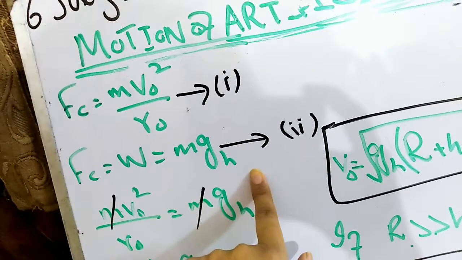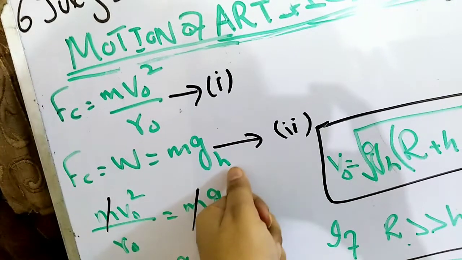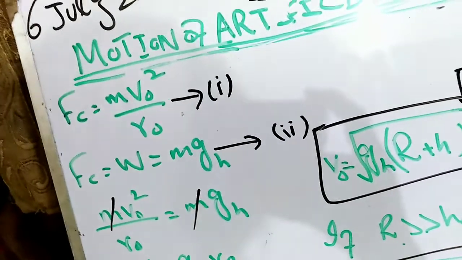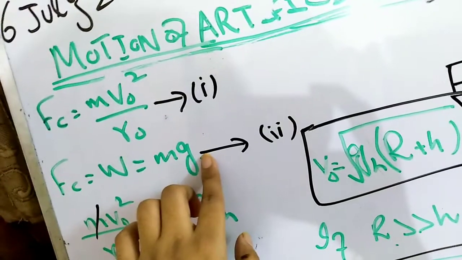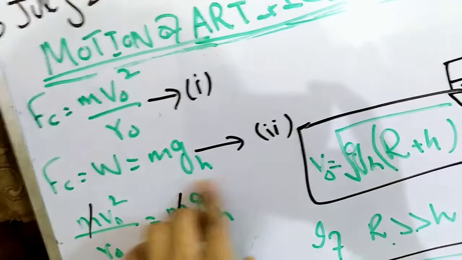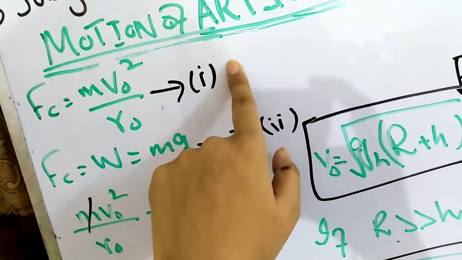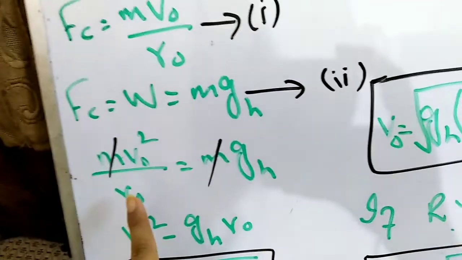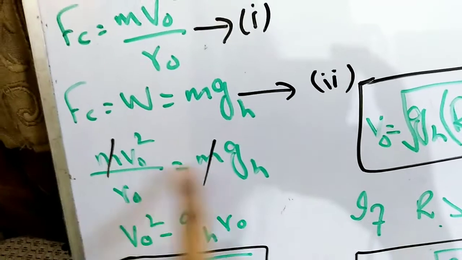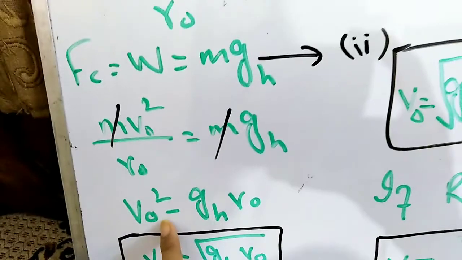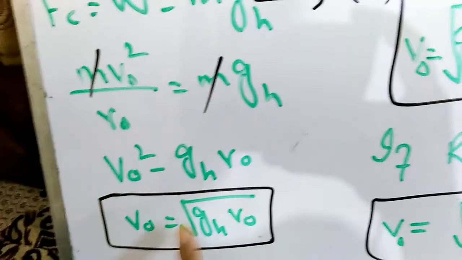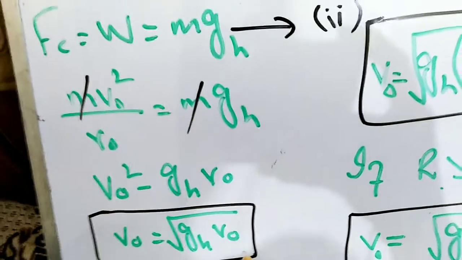g h means the weight, because in this chapter we have discussed that the value of g varies with the altitude. So that is g h. Now we will compare equation 1 and 2. Here m will cancel out. We take the square root on both sides, then the formula will be v naught is equal to the square root of g h r naught.